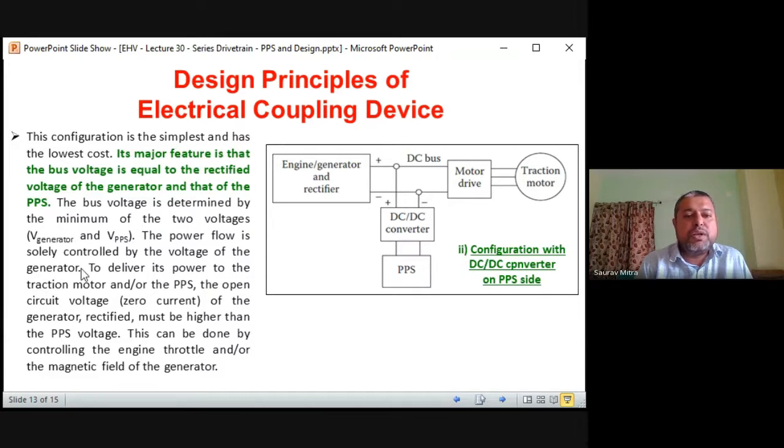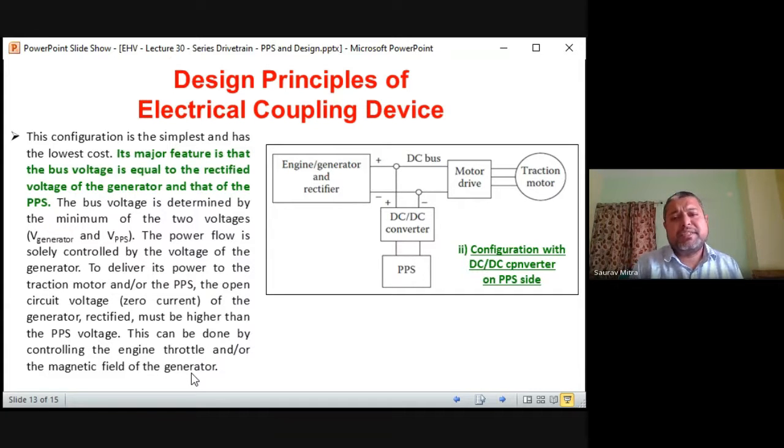The power flow is solely controlled by the voltage of the generator. So this is mainly controlling what is going to be the overall voltage given to the motor. To deliver power to the traction motor and PPS, the open circuit voltage, zero current, of the generator rectified must be higher than the PPS voltage. This can be done by controlling the engine throttle and the magnetic field of the generator. So these are some intricate details.